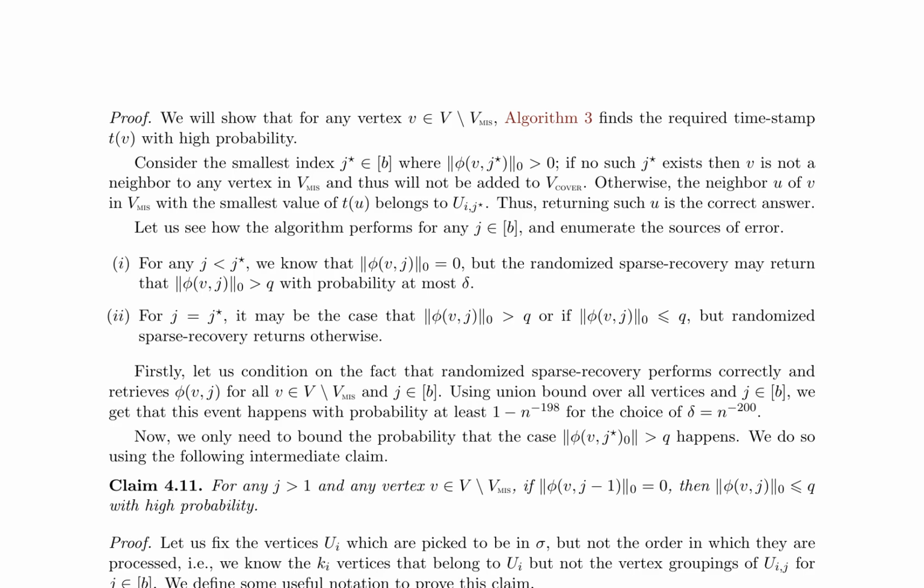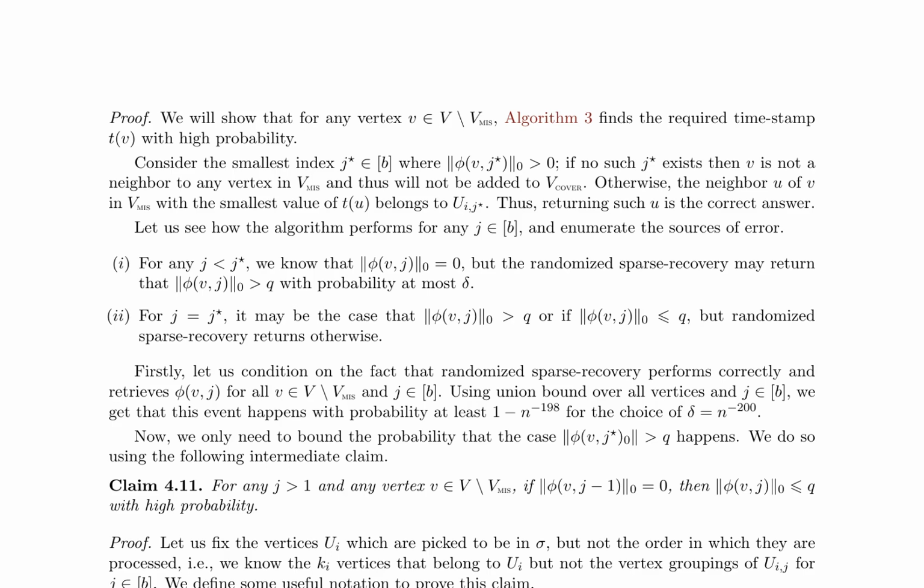The algorithm's error sources are identified, including the randomized sparse recovery's potential failure to retrieve φ_v^j for all v in V_ms and j in B. Using the union bound, it is shown that this event happens with probability at least 1 - n^-198 for the choice of δ = n^-200. Claim 4.11 is introduced to bound the probability that ||φ_v^{j*}||_0 > q.